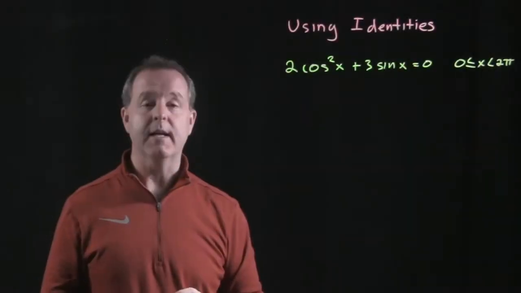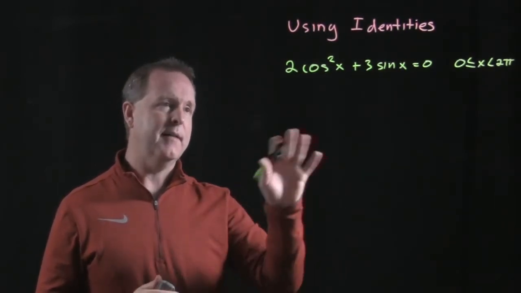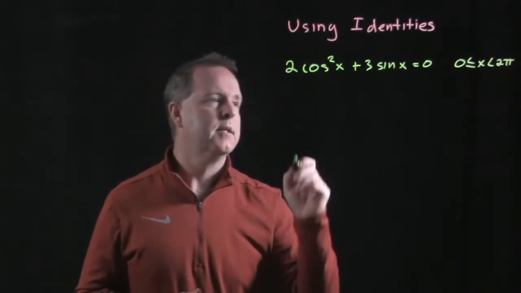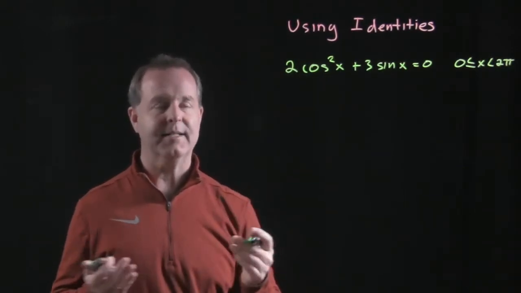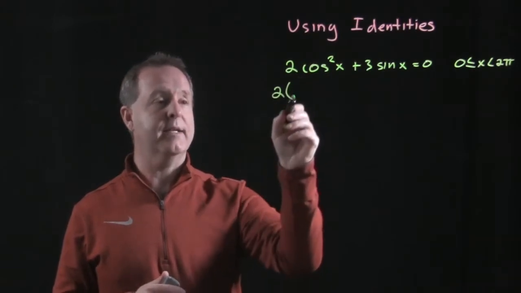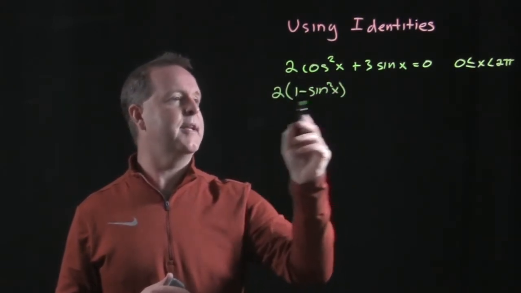Sometimes when we're solving equations, we need to remember and use some of our identities to help us get there. And that's the case when we come across something that we can't factor. So looking at this one, I remember there's an identity that involves cosine squared of x that we become used to using a lot. So cosine squared of x also equals 1 minus sine squared of x. Love that identity.